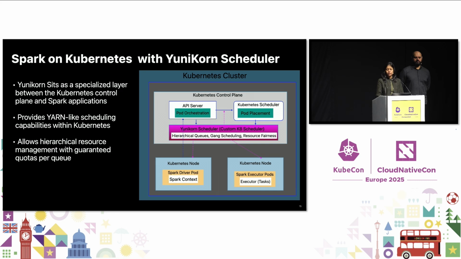So this brings us to our current architecture, Spark on Kubernetes with Unicorn. As you can see here, Unicorn sits as a specialized layer between the Kubernetes control plane and our Spark applications. It provides YARN-like scheduling capabilities with Kubernetes, giving us the best of both worlds. It provides hierarchical resource management with guaranteed resource quotas per queue. This architecture maintains all the benefits of Kubernetes while addressing the scheduling limitations for Spark workloads.